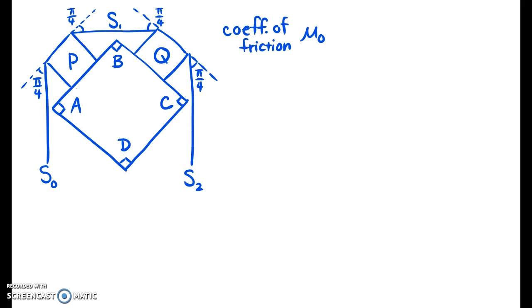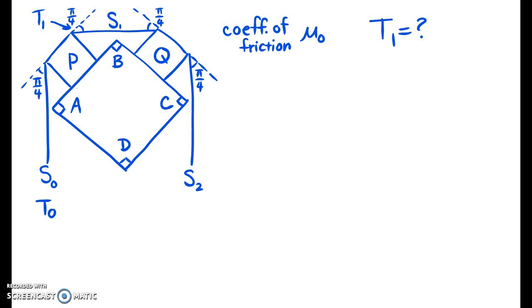Now we have a question. And the question is thus. We have a tension in string S0. We'll call it T0. So S0 has a tension of T0. And we're asked to find T1, which is the minimum tension in string S1, so T1 is on the string S1 in order to keep P at rest. Okay, we're asked to find what T1 is equal to.